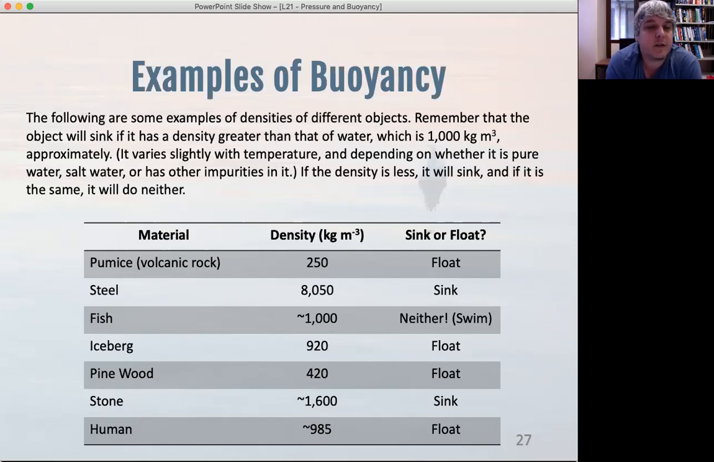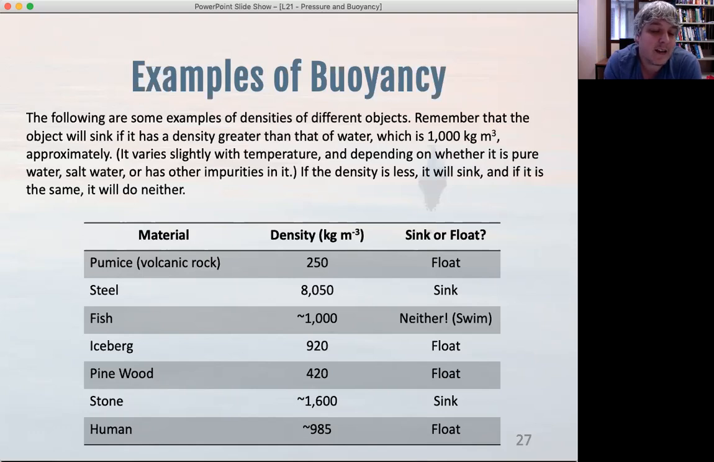Now, all of these are to do with water. So water is around about 1,000 kilograms per cubic meter, as we've already met. So these are all being placed in water, and we'll see which ones float or sink. Pumice is 250 kilograms per cubic meter, which is much less than 1,000, so it will float. Steel is greater, it will sink. Fish will swim. Iceberg will float. Pine wood will float. Stones will sink.